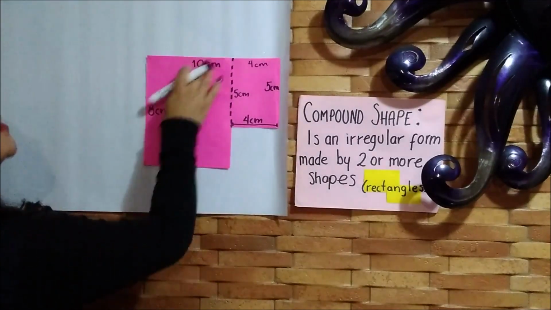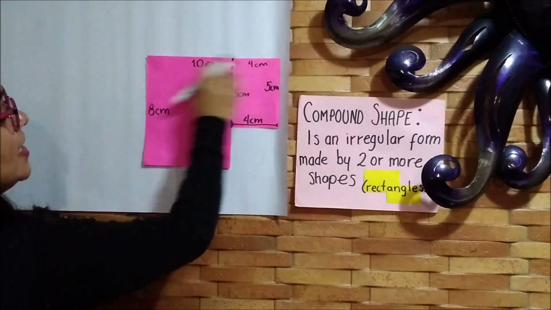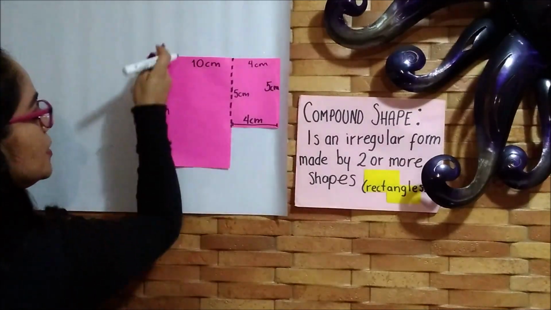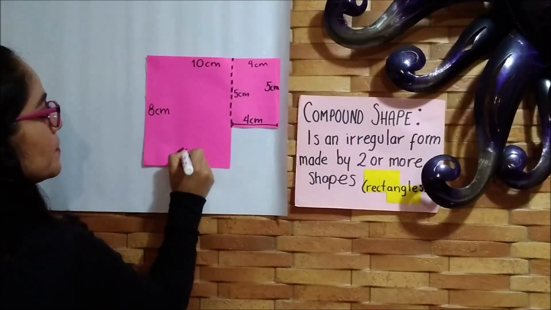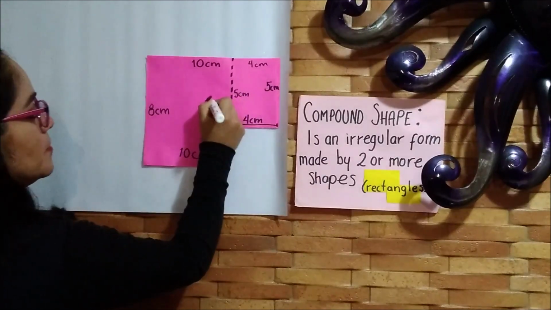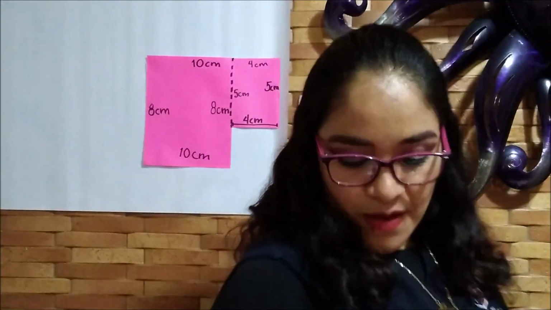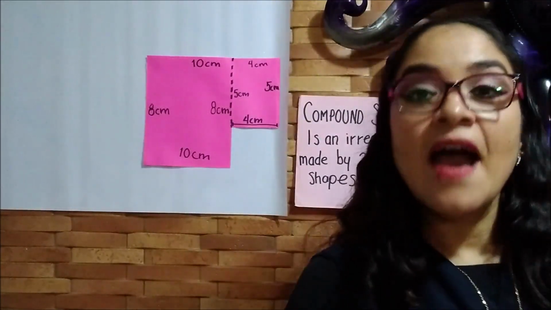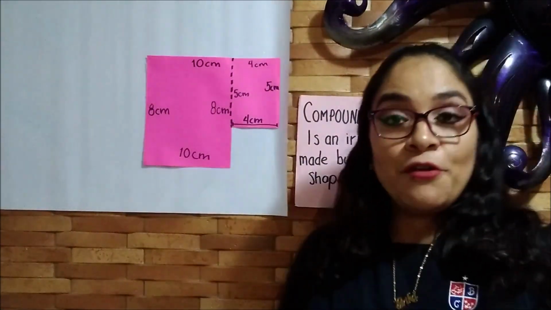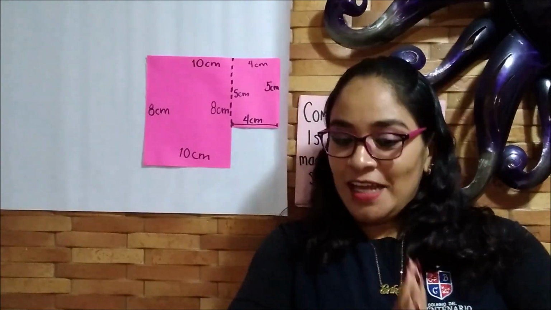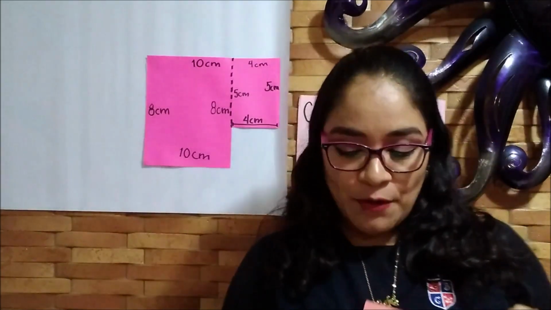In this case, it's going to be the same. But here, it is going to be 10 centimeters, and here is going to be 8 centimeters. So here is going to be 10 and 8. Well, we have the step 2 done. The step 3 is exclusively for area, all right? Because we're going to calculate the area.